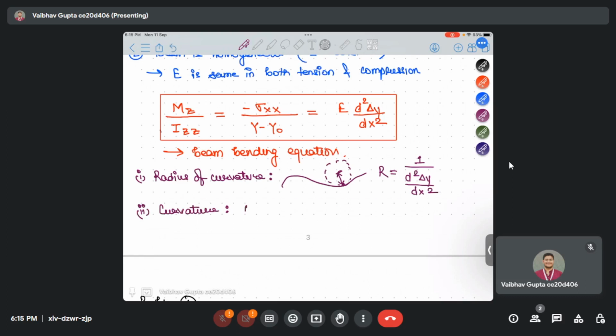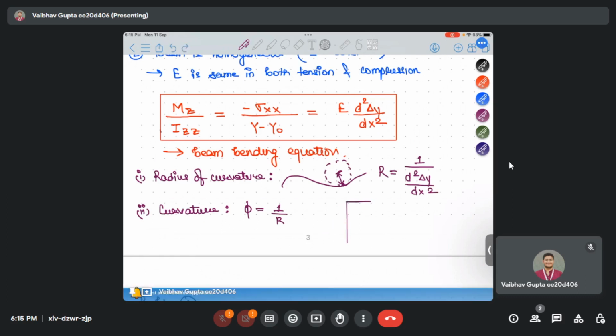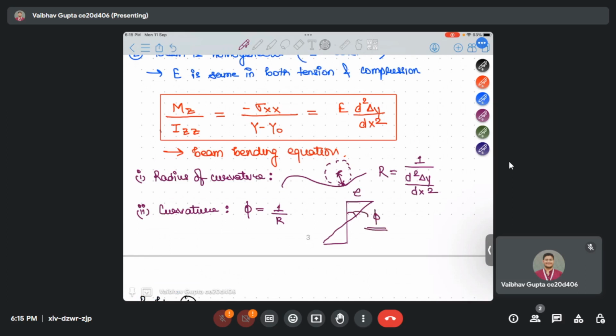Next thing we studied is curvature. Curvature is denoted by phi, which is equal to 1 upon r. This is nothing but the angle of the strain profile. Here this is the variation of strain, and this angle is given by phi.